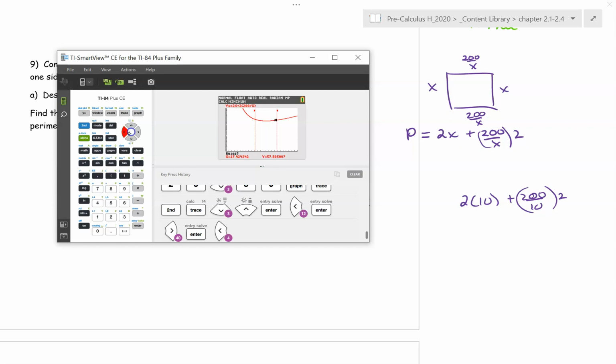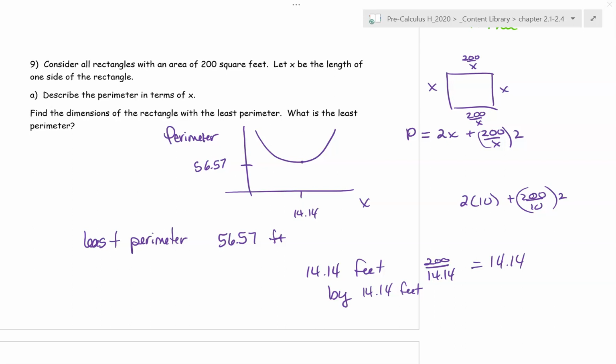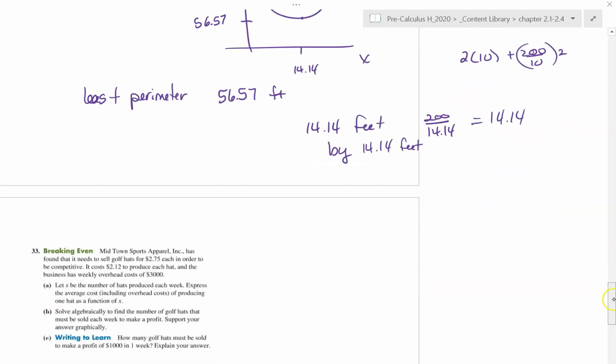And then back up a little bit. So the minimum perimeter is 56.57 when x is 14.14. And again, our other side of our rectangle was 200 over x, which is 14.14. Not a surprise that the 14.14 feet by 14.14 feet, those dimensions will give you the least perimeter of 56.57 feet.